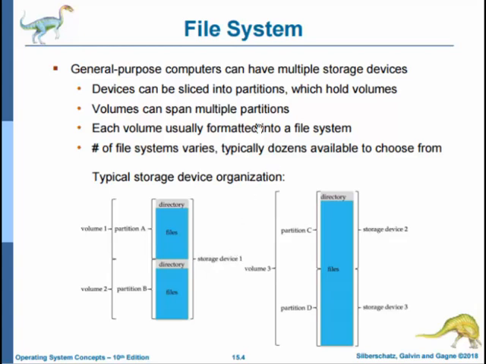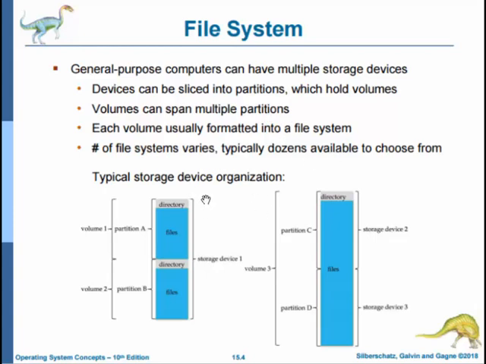As we have seen in the preceding chapters, general purpose computer systems can have multiple storage devices, and those devices can be sliced into partitions, and these partitions can hold file systems. Depending on the volume manager, a volume may span multiple partitions as well.